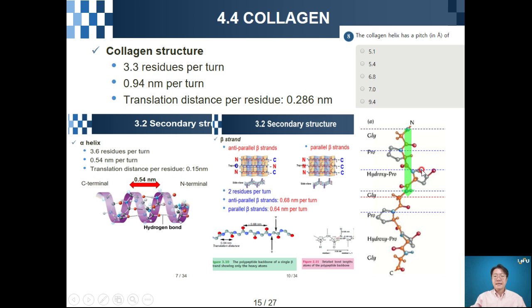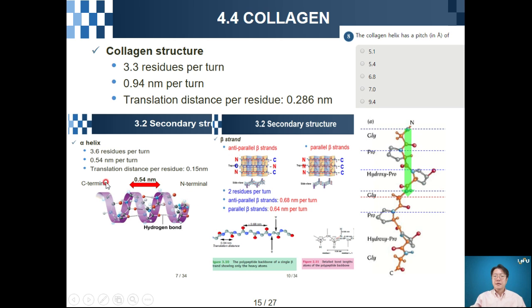How about collagen? Collagen is a left-handed helix. Okay, so each turn is composed of one amino acid, glycine, for example, proline, and hydroxyproline. After that, they have 0.3 amino acid. For each pitch, so the collagen helix has a pitch in angstrom. Each turn is composed of 3.3 amino acid residues, and they progress 0.94 nanometer per turn. So it means 9.4 angstrom.